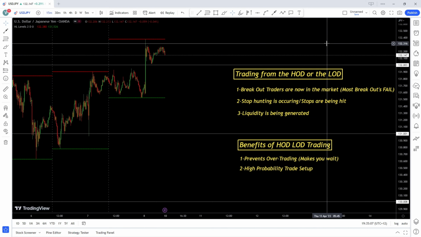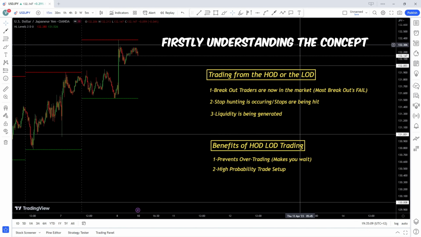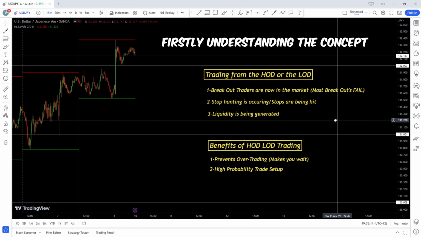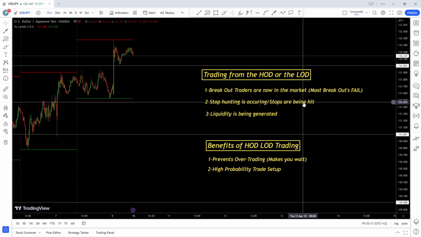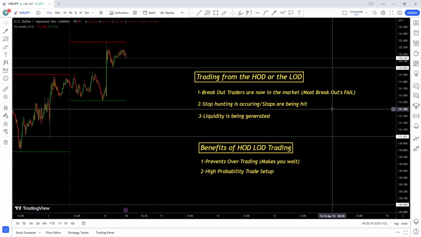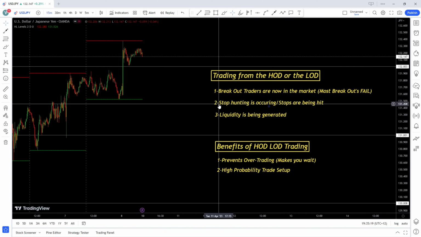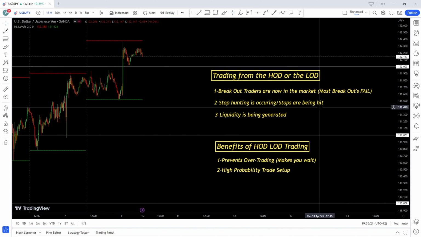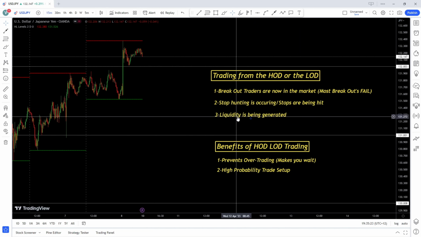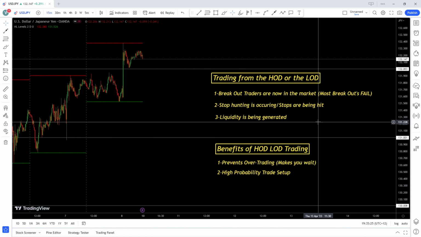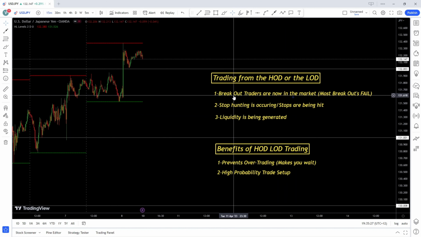So what you need to understand about the high and the low of the day is that the first thing is breakout traders are now in the market, and what you need to understand is that most breakouts fail. The second thing is stop hunting is occurring, so stops are being hit. And the third thing is liquidity is being generated. Okay, let's start with the first thing. Breakout traders are now in the market.